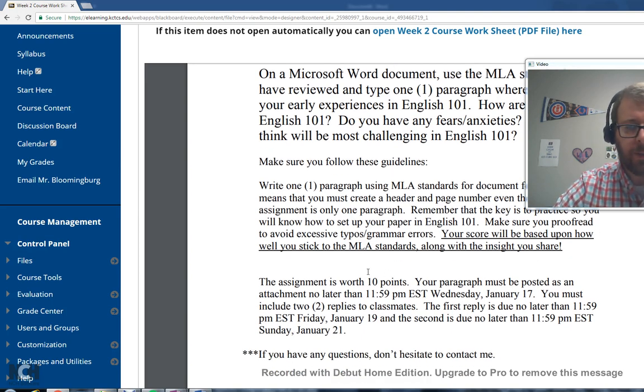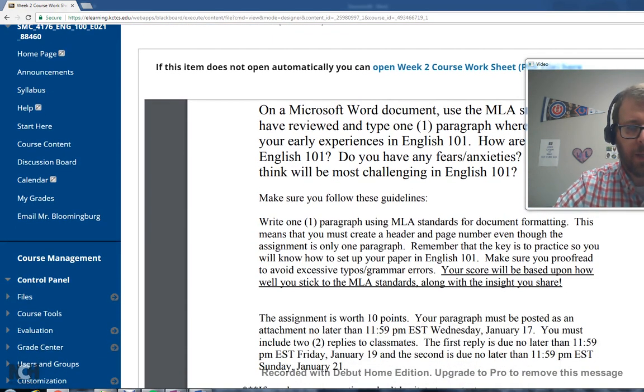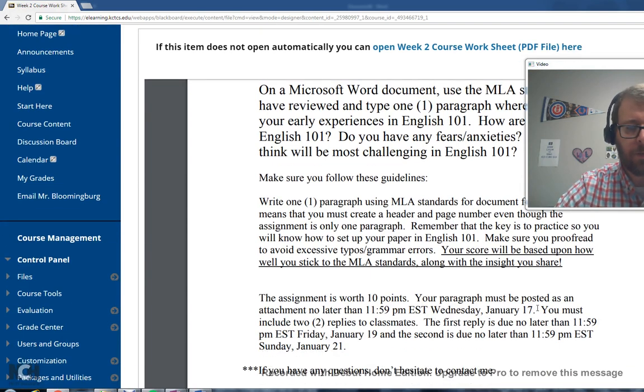Notice that this is a little bit different from last week. The assignment's worth 10 points. Your paragraph must be posted as an attachment no later than midnight Wednesday, and you need 2 replies to a classmate. The first reply is due no later than 11:59 p.m. Friday, and the second by 11:59 p.m. Sunday.